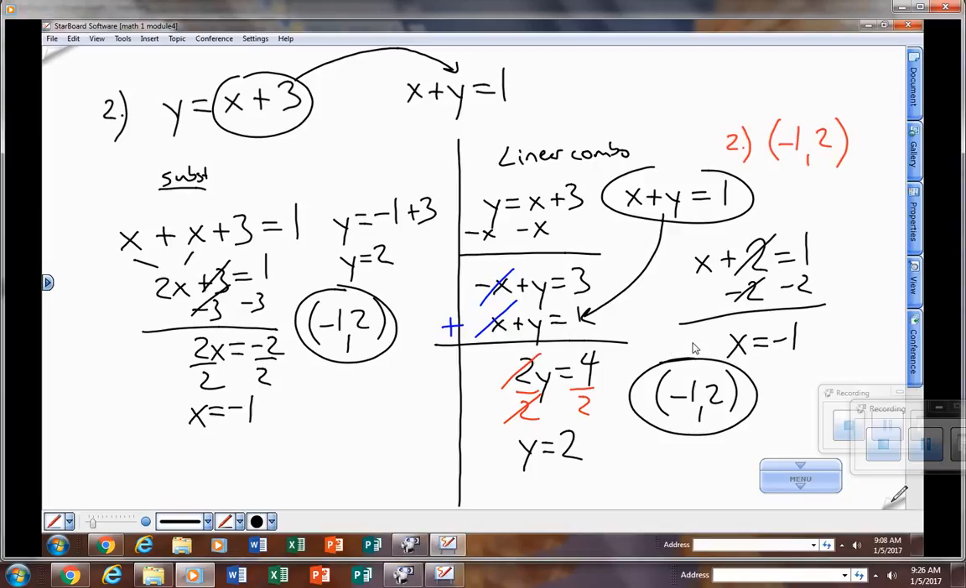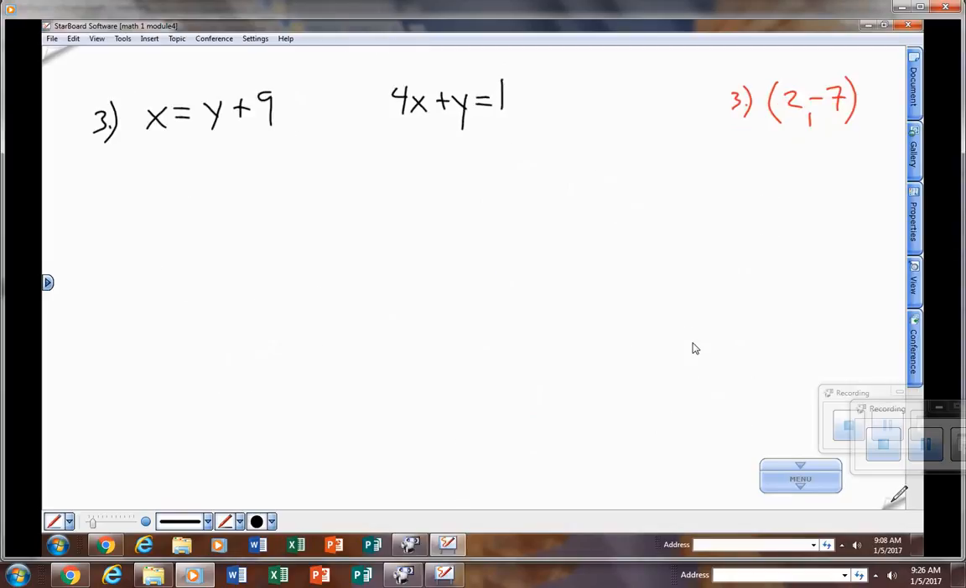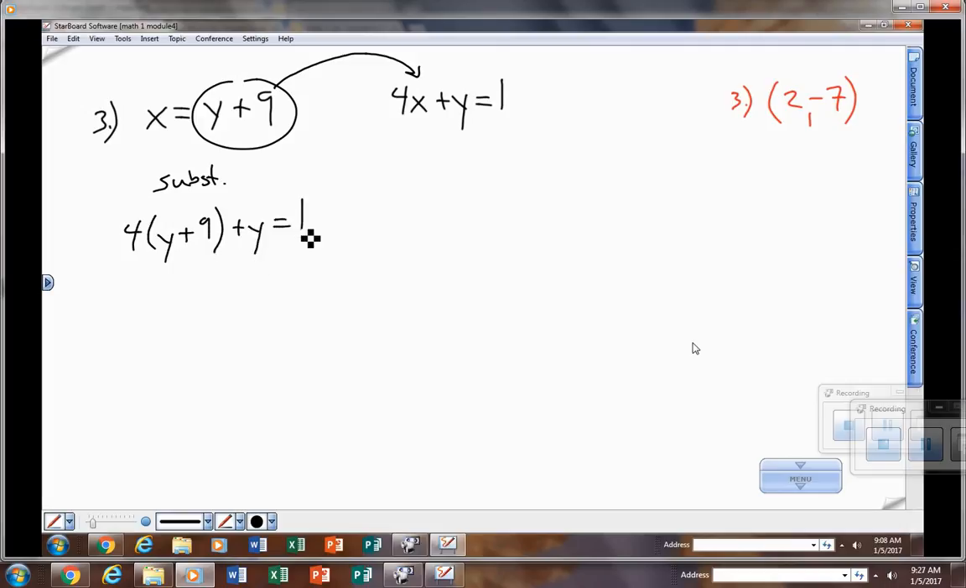All right, last problem. And then I have the extra credit problem. So for substitution, this y plus 9 will substitute where that x used to be. So I will have 4 still there, but then where x used to be, I have y plus 9 plus y equals 1. I will have to distribute that 4 to get 4y plus 36 plus y equals 1. Combine my like terms to get 5y.